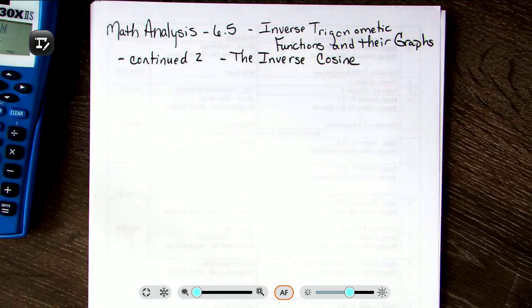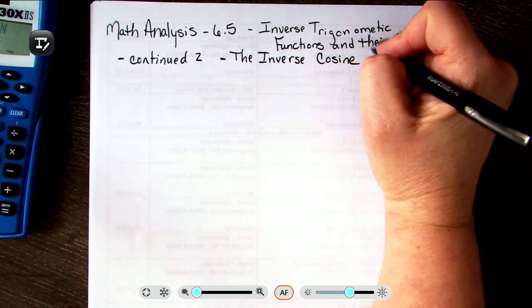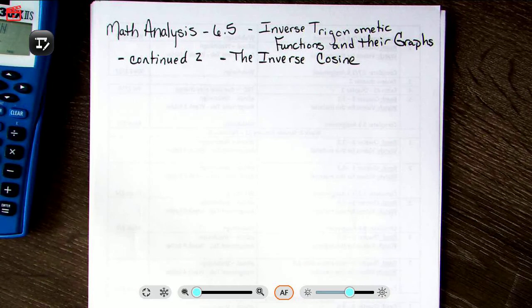Everyone, and welcome back to 6.5. We're talking about the inverse trig functions, and in this video we are going to talk about the inverse cosine curve and what it looks like. I will probably also get to the inverse tangent function, depending, because I feel this will go a little bit faster than the last one, simply because we've already done some of the groundwork, so you kind of know what we're going to be doing.